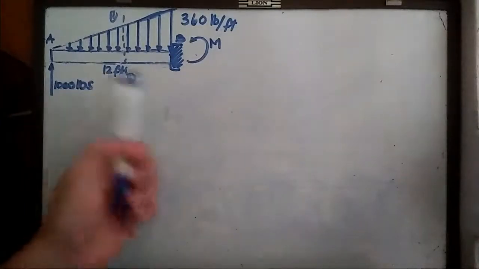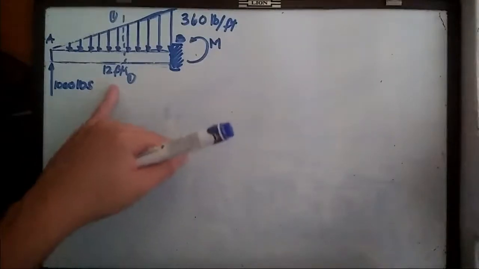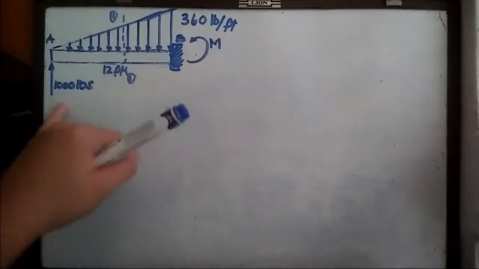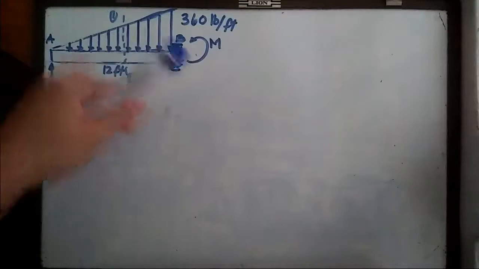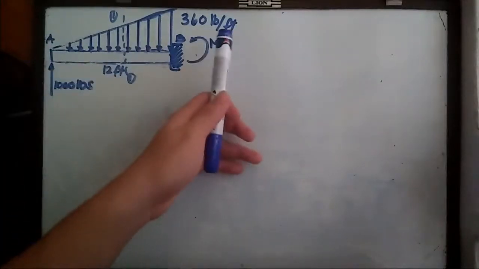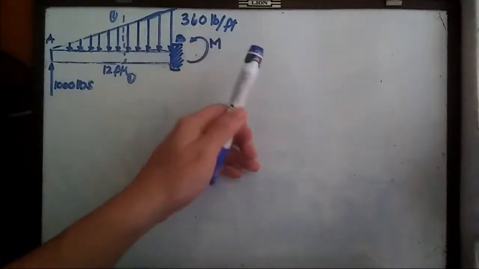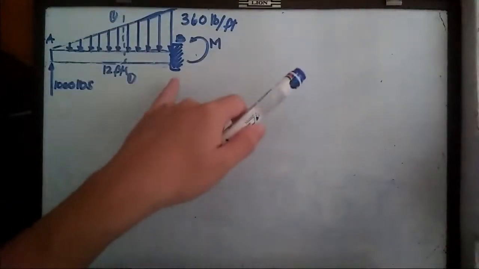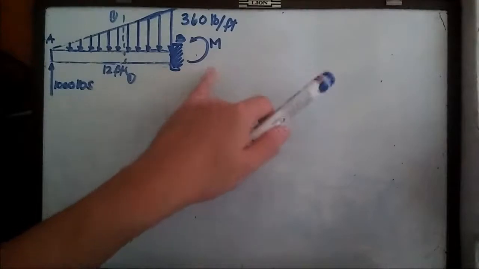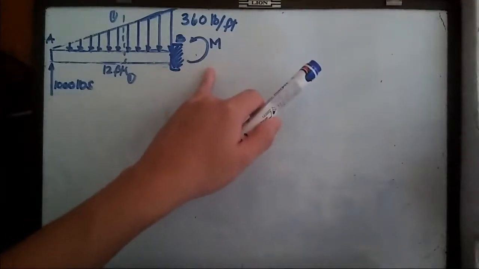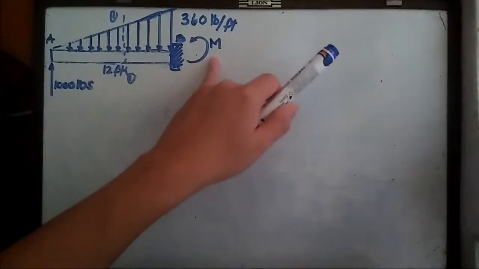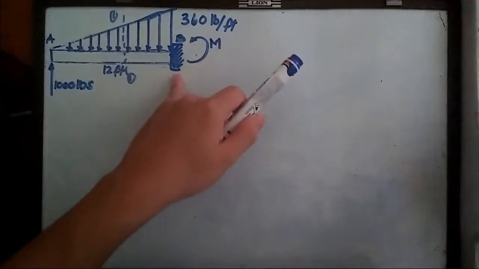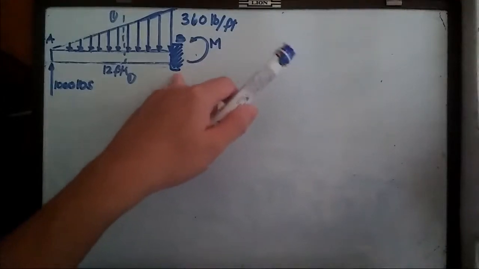We have here a given cantilever beam with a length of 12 feet, an applied load of 1,000 pounds at point A, and a uniformly varying load equivalent to 360 pounds per foot over the whole beam. We have the support directly at the wall, and since this is a cantilever beam, there should be a bending moment generated at support B, at the wall.